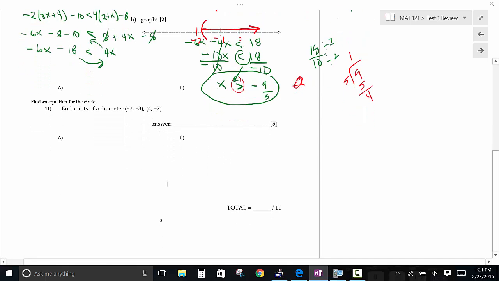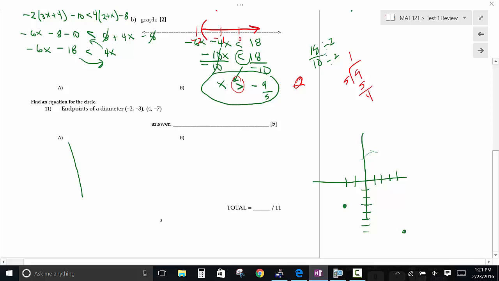Okay, let's see if we can figure this one out. This is a good problem that has several things that we've learned how to do. These are the endpoints of the diameter of a circle. What I think is probably helpful on this is that I always draw a picture when I try to do this. So let's draw a little picture and plot our points so that we see what's going on. That's negative 2, negative 3. Then we have a point that's 4, negative 7.